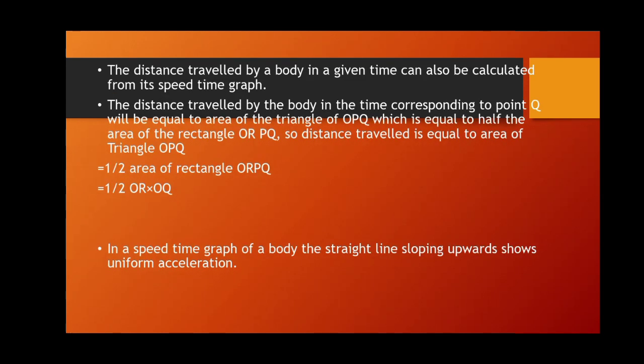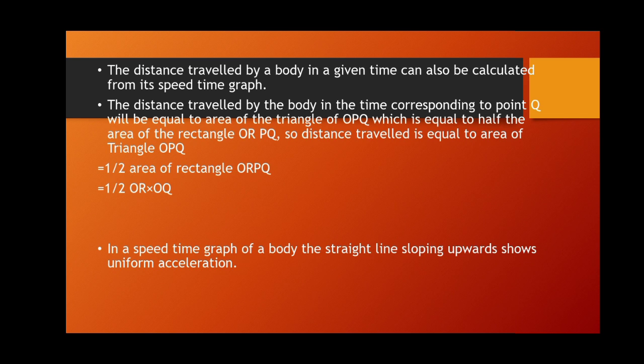The distance traveled by a body in a given time can also be calculated from its speed time graph. The distance traveled by the body in the time corresponding to Q will be equal to the area of the triangle OPQ, which is equal to half the area of the rectangle ORPQ. So, distance traveled is equal to half into area of rectangle ORPQ, or equal to half into OR into OQ.